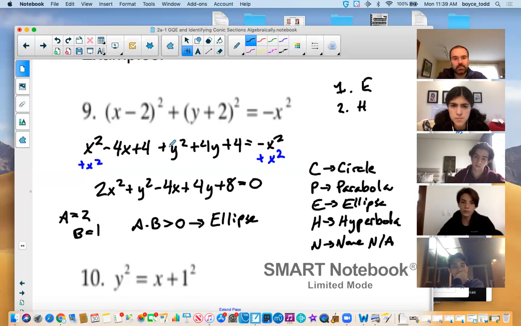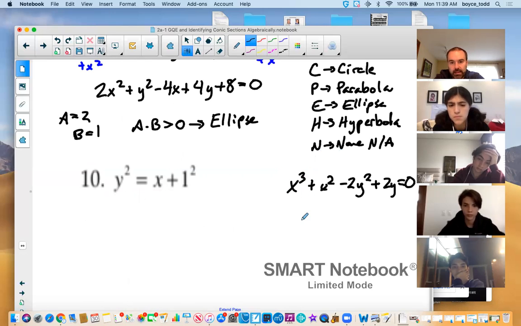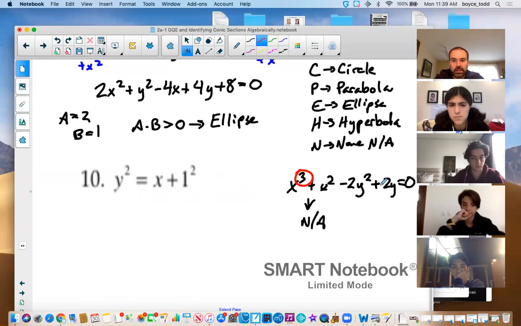So I'll show you that, because really anytime you have anything else, like, for example, say you had x cubed plus x squared minus 2y squared plus 2y, right? This is not a quadratic. So this would be NA because of the x cubed. Anything where you don't have just squared and linear, or to the first degree of the variables, is not applicable, because that's going to be some other type of equation. Make sense?